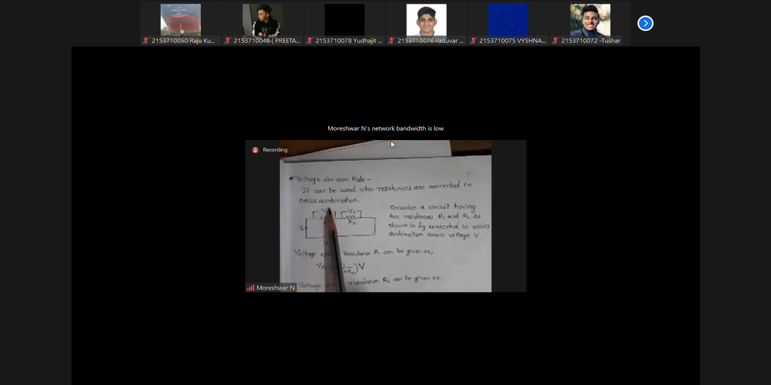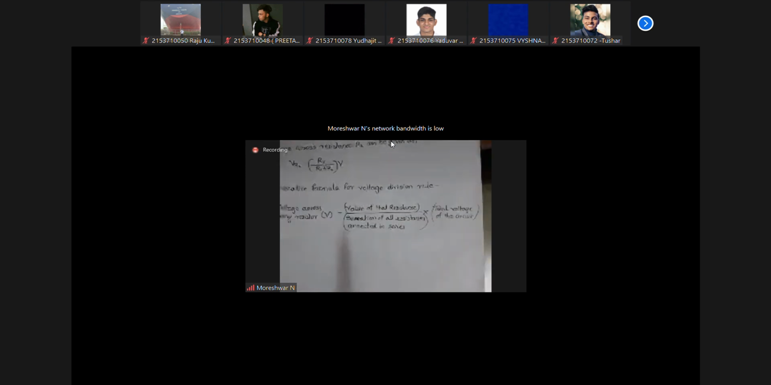Sometimes I want to calculate V1, sometimes I want to calculate V2. So what is the formula for calculating the voltage drop across an individual resistance? There is a formula for that. Now on the screen, you can observe the formula written here. If two or three resistances are connected in series and you want to calculate the individual voltage drop, how can we calculate it?